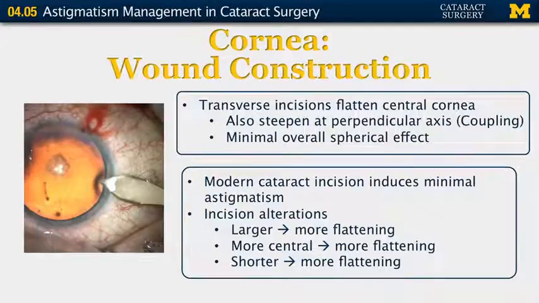Making a larger incision will lead to more flattening. Making your incision more central also can lead to more flattening. And making a shorter tunnel, so a shorter incision into the eye itself, can lead to more flattening. And you can make these alterations as needed on a patient-per-patient basis.